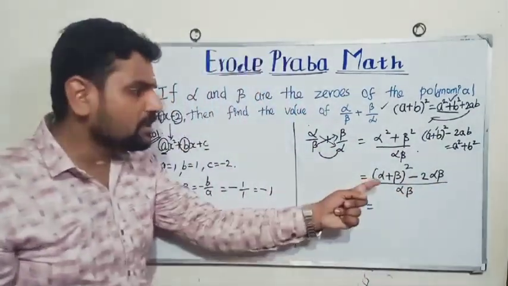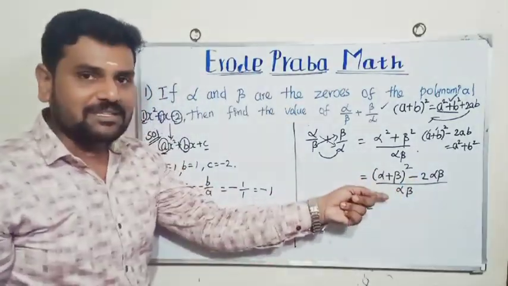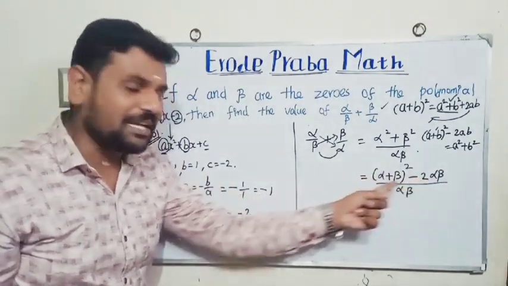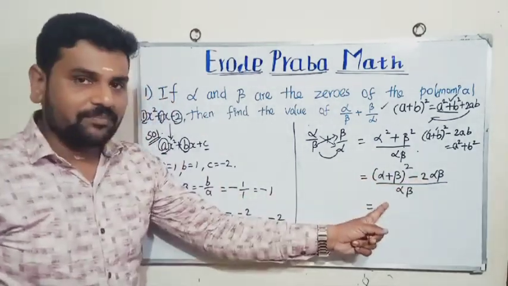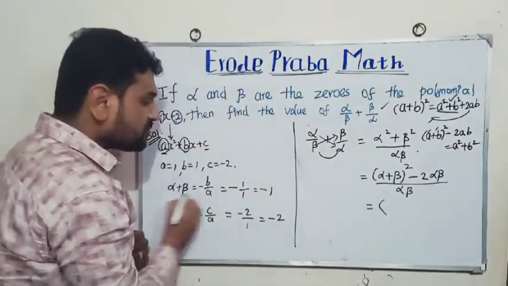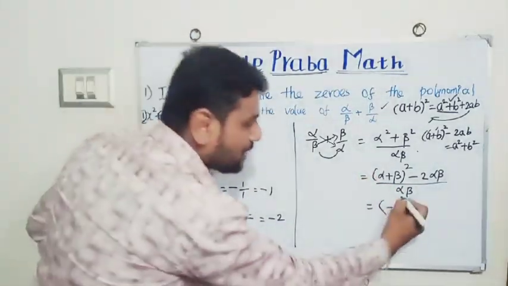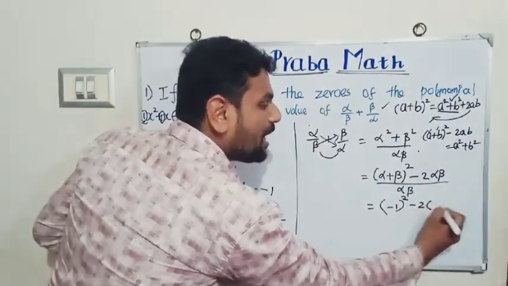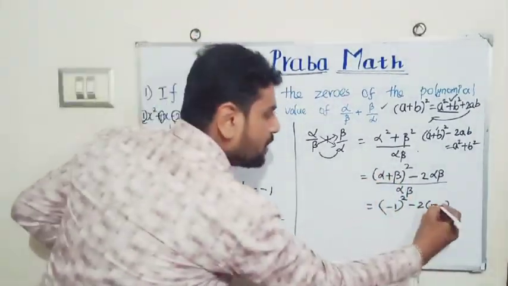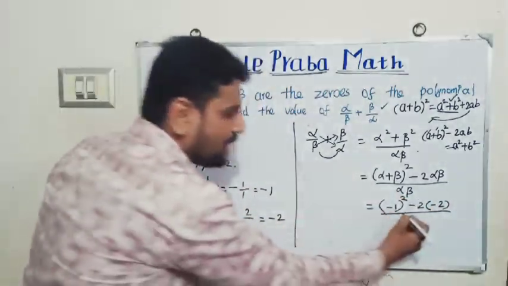Now look at this, alpha plus beta and alpha beta. We have brought this. Now we need to apply the alpha plus beta and alpha into beta values that we found. Alpha plus beta is minus 1, so apply minus 1, and don't forget to write this square. Square minus 2 into alpha into beta. What is alpha into beta? That is minus 2. Divided by alpha into beta, which is minus 2 only.